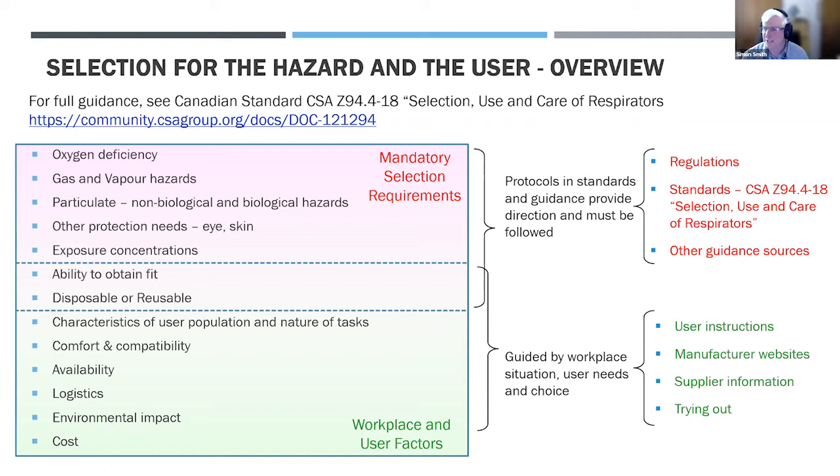On the mandatory side, there are regulations and standards that cover this, and some other guidance sources one can go to. But on the worker side, it's really the user instructions, information from manufacturers and suppliers that you have to look at, and even trying out different kinds of equipment as well. And some manufacturers are very obliging in letting employers try out different kinds, so they can select the best one they like. A Canadian standard has a lot of information on the selection process, and this is partly what I'm referring to from now on.